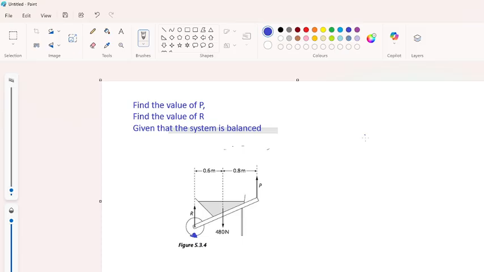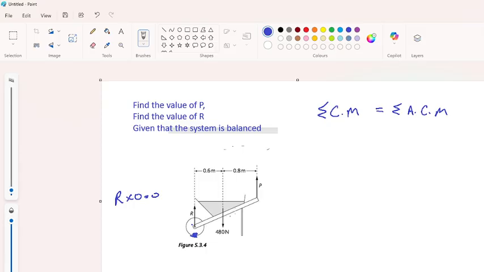At the point I pick as my pivot, that force won't play any role in it. Because the distance from this point to that point, the moment at R from this point is going to be whatever R is times 0, and that's 0, so it's not going to play a part in the equation. So the sum of clockwise moments is equal to the sum of anti-clockwise moments.